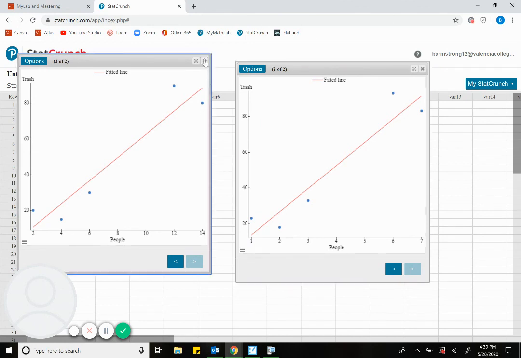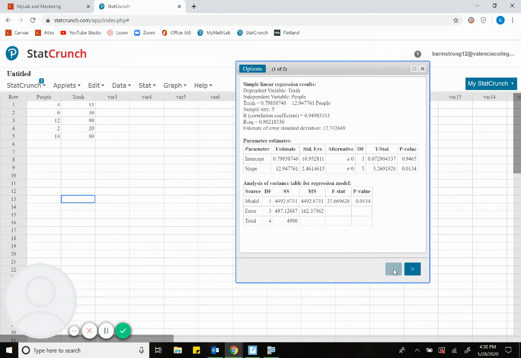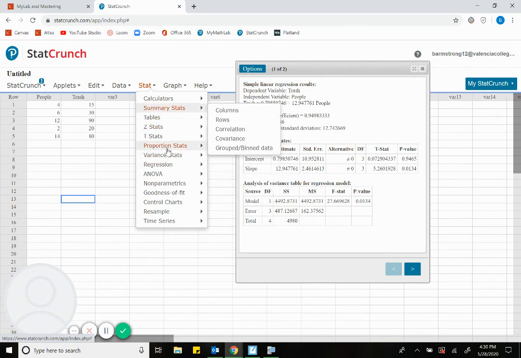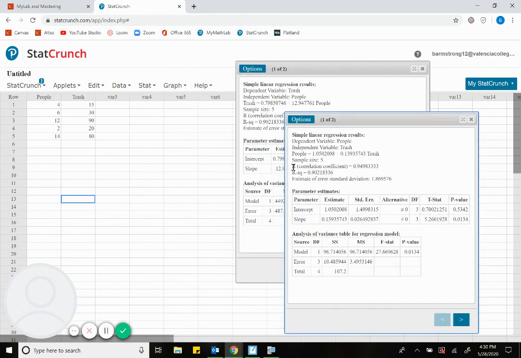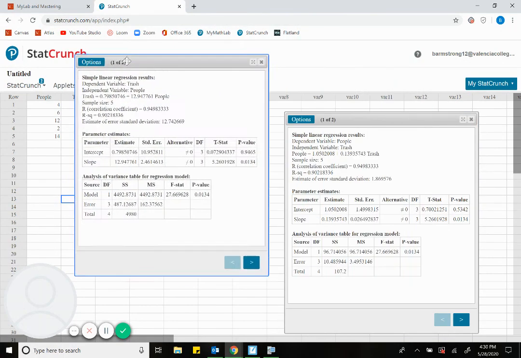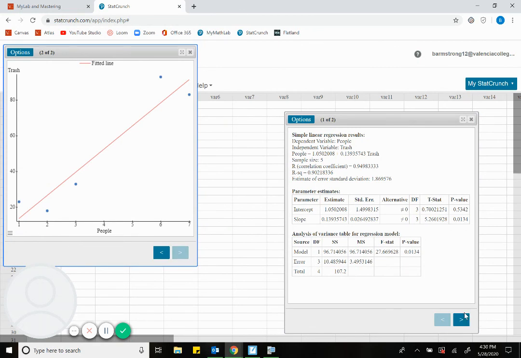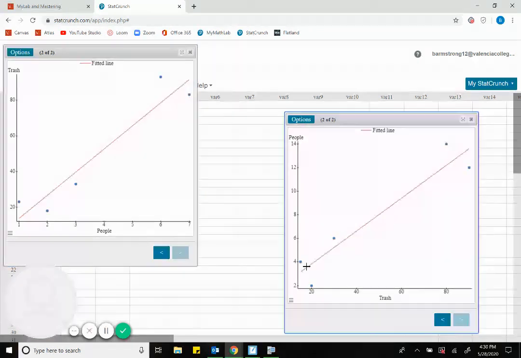And just one other piece, because we've got the data. Remember I said that it didn't matter if we had people first, then trash? I want to show you what happens if we reverse it, because I can do that really quick in StatCrunch. So let's go to regression, simple linear. Let's say that this is trash and this is the people. Look, it's still the same. Now, when you look at the graphs it will actually be a little bit different. Notice my line's a little higher now, but it's still the same information.